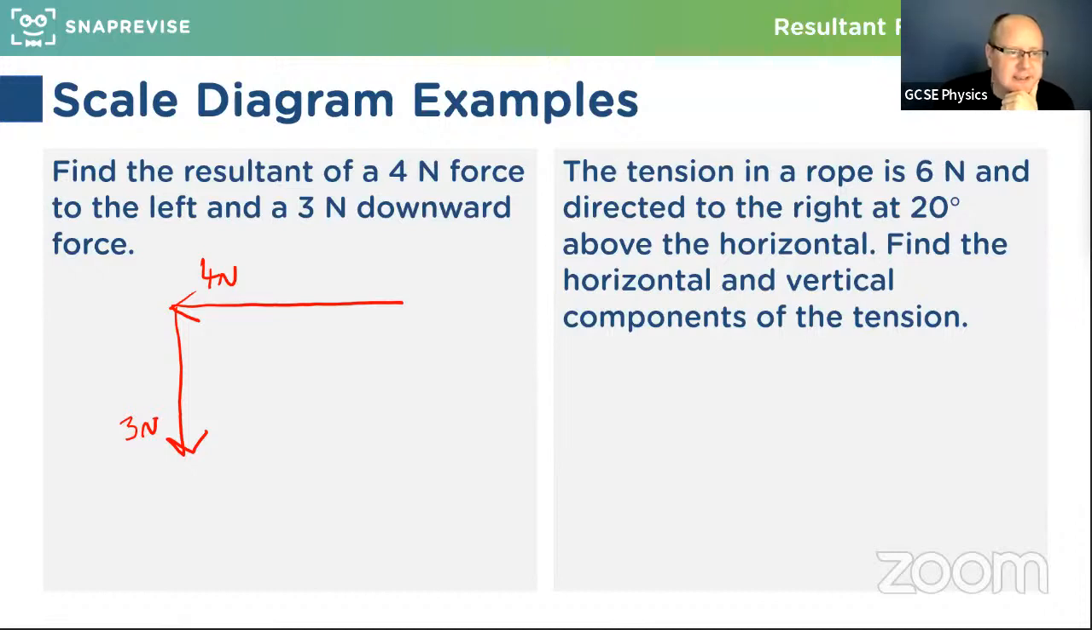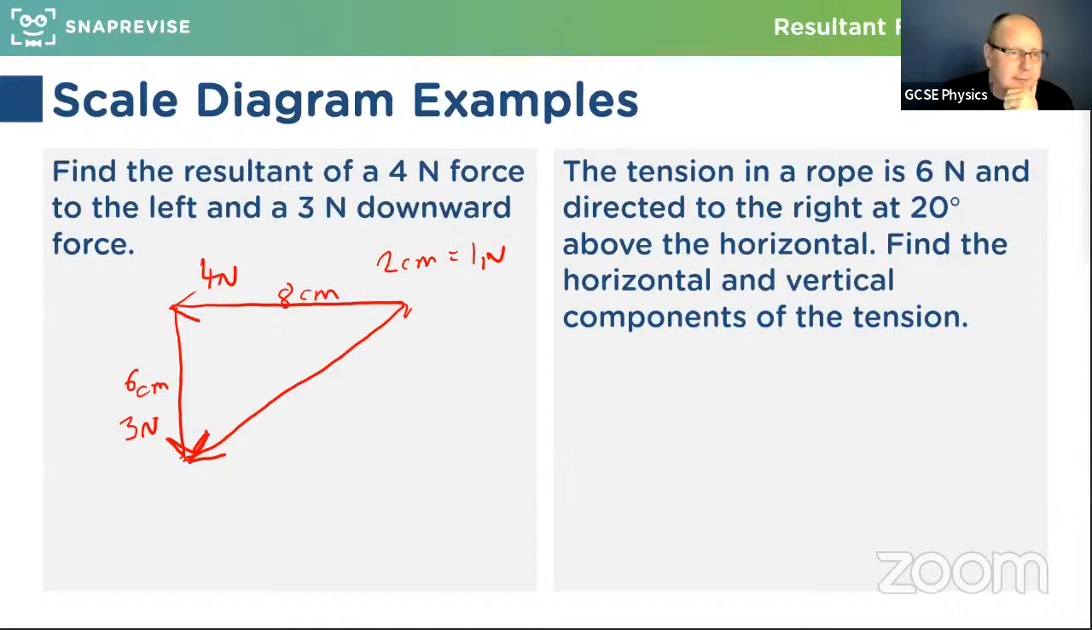Let's say 2 centimeters is equal to 1 newton. We need to think, how long is our 4 newton line going to be? Well, we needed to have drawn that 8 centimeters long. And our 3 newton line needs to be 6 centimeters long. Now we can draw our resultant force from tip to tail there, nice and accurately, making sure they meet perfectly.